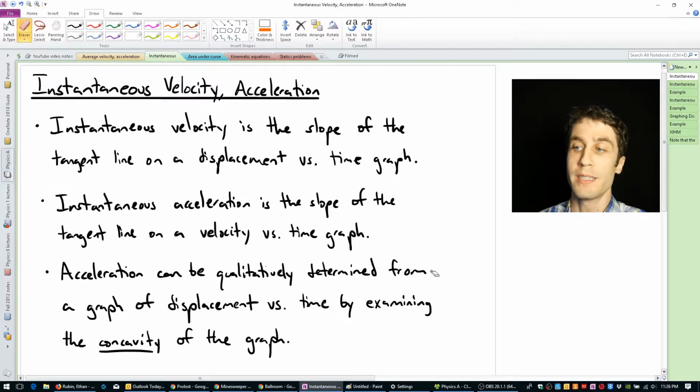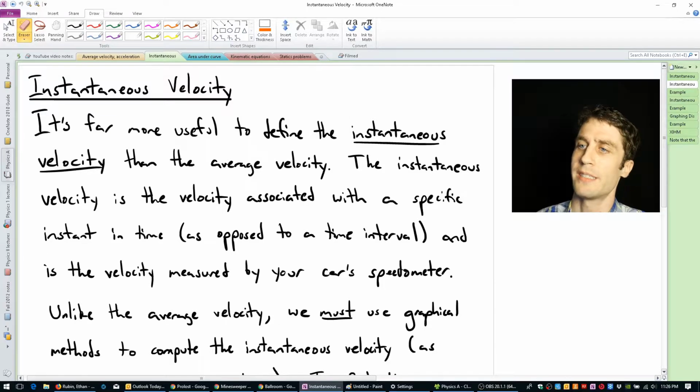Acceleration can be qualitatively determined from a graph of displacement versus time by examining the concavity of the graph. I'm going to say that these first 2 points are much more important than this last little point here. Okay, so instantaneous velocity. It's far more useful to define the instantaneous velocity than the average velocity.